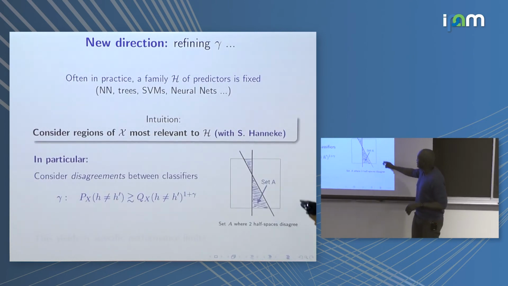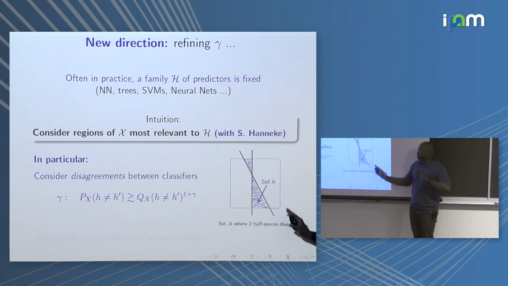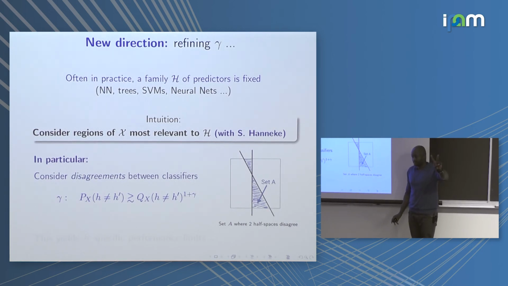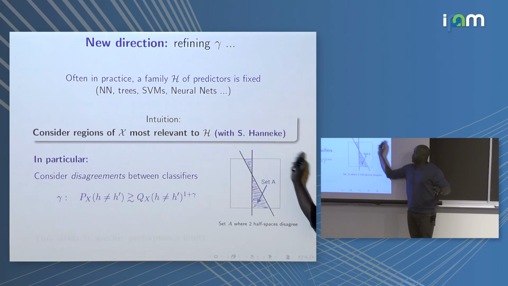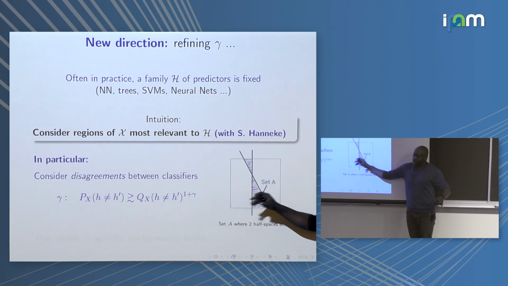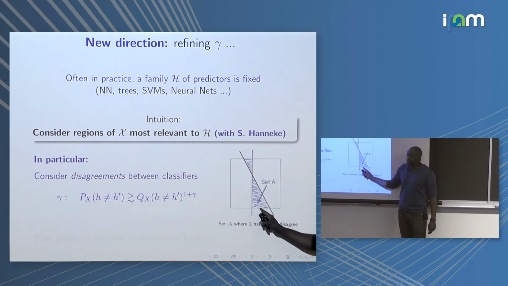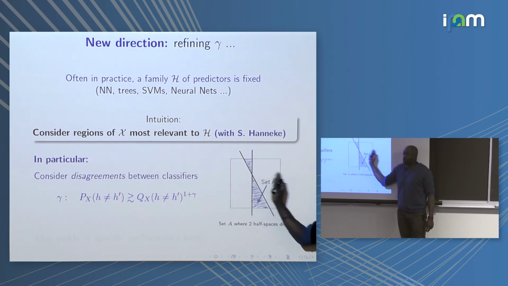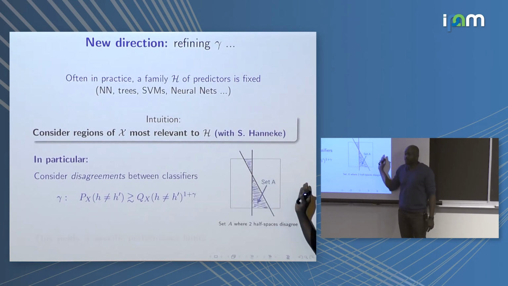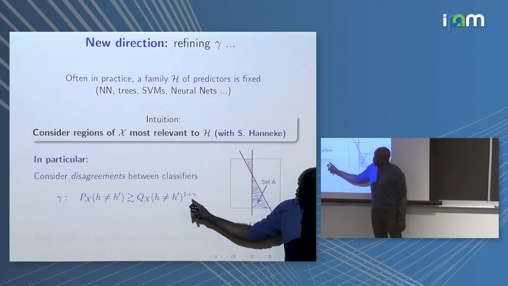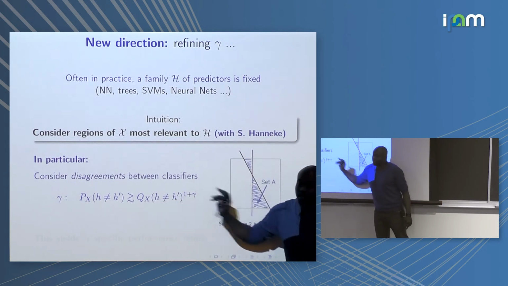So here is a quick example. This is a cartoon example. Imagine that my family of classifiers consists of just two classifiers, right? This linear separator and this linear separator, both saying plus on one side, minus on the other side. Then I only care about comparing the distributions where they disagree. I don't need to compare the distribution anywhere else because they have exactly the same error everywhere else, okay? And so we can redefine a notion of gamma that just looks at where classifiers disagree.